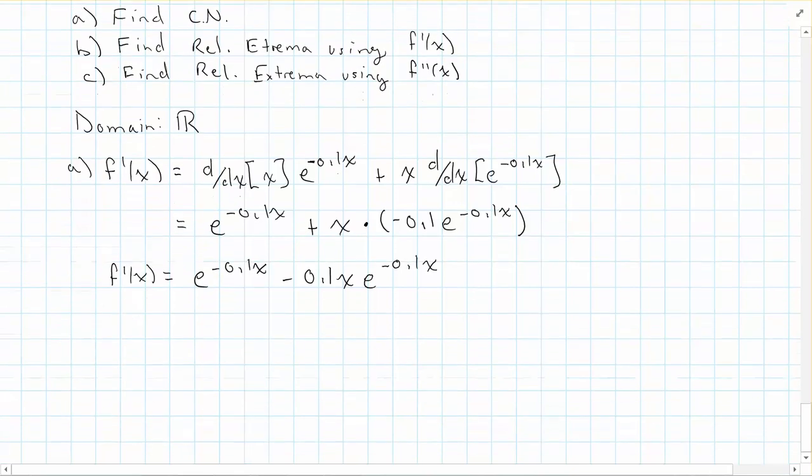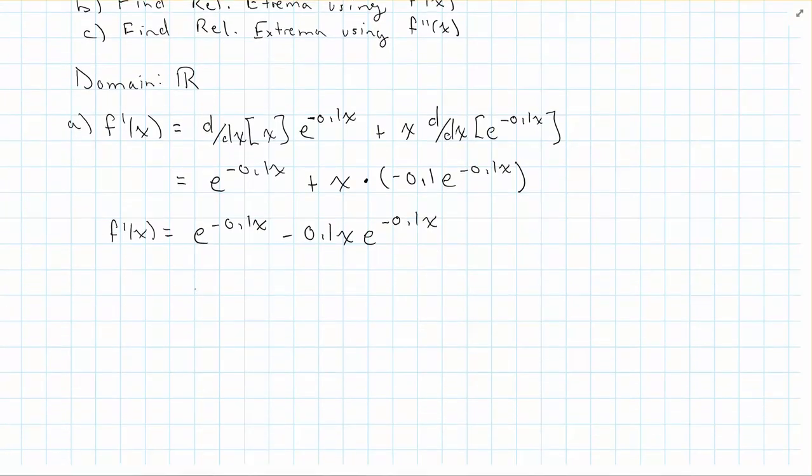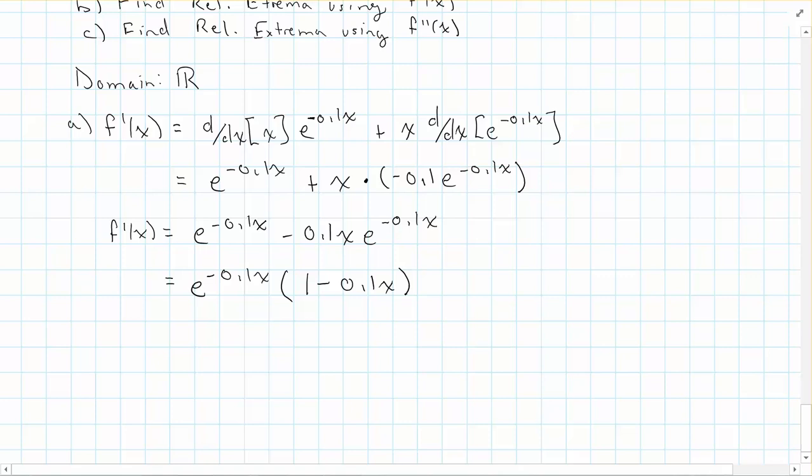And I'm going to go ahead and factor that e to the negative 0.1x out. So I'd be left with e to the negative 0.1x times 1 minus 0.1x. Alright, so that's my first derivative.